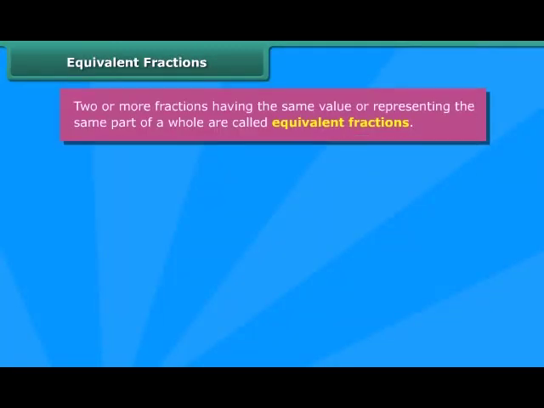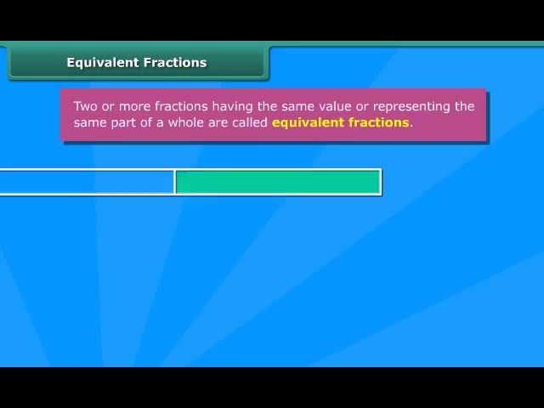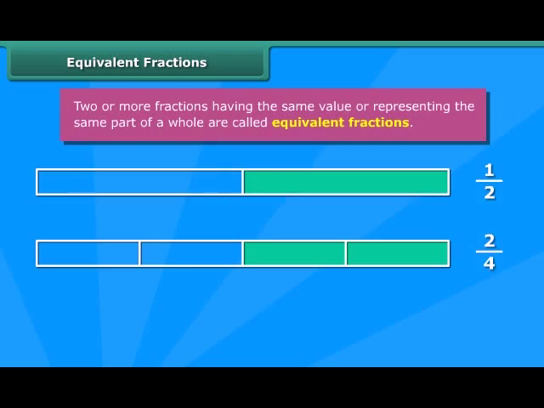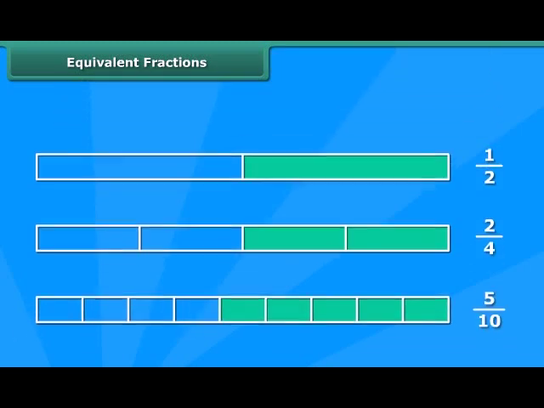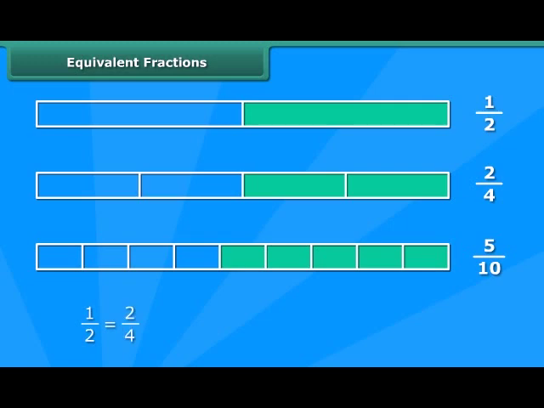Two or more fractions having the same value or representing the same part of a whole are called equivalent fractions. This can be known by the figures given where the fraction represented by the shaded portion. The value of a fraction does not change if the numerator and denominator of the given fraction are multiplied or divided by the same non-zero number.